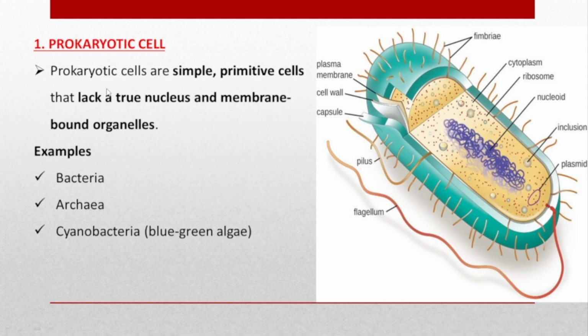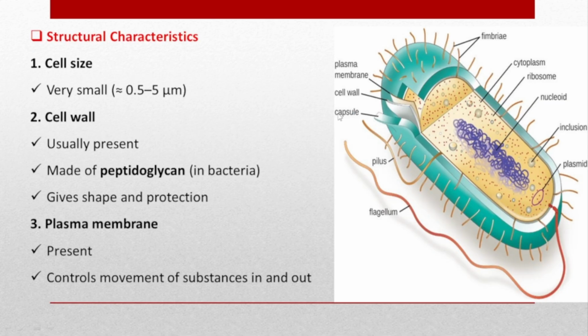organelles. So in a prokaryotic cell, the cell is simple and primitive, and these cells have no true nucleus, and the organelles are not bounded by membranes. The organelles are simply found within the cytoplasm. Examples of this type of cell are bacteria, archaea and cyanobacteria.